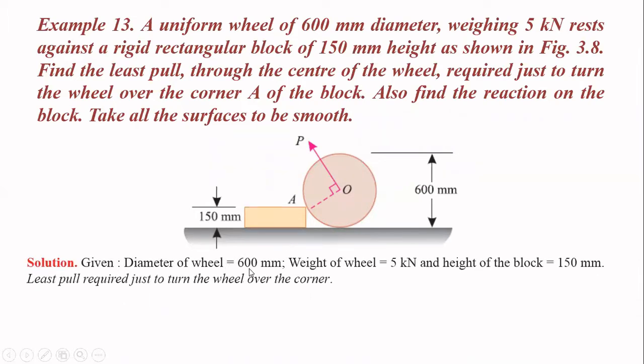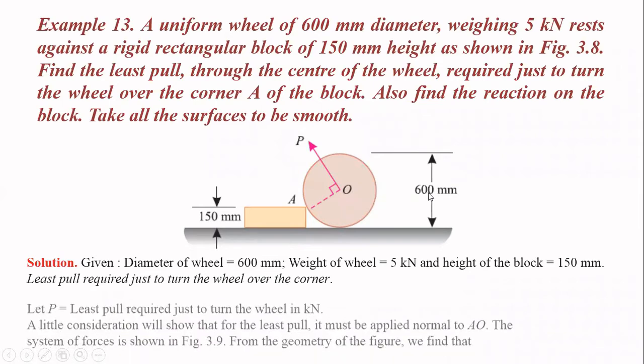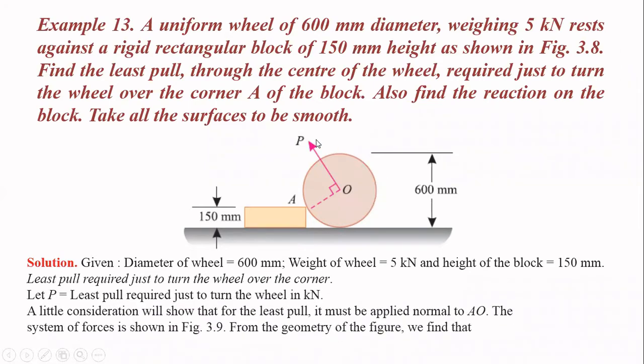As per the given information, the diameter of the wheel is 600 millimeter. The weight of the wheel given is 5 kilonewton, and the height of the block given is 150 millimeter. Now, the least pull required just to turn the wheel over the corner, how much this P is required, that we have to find out. Let us consider this P is the least pull required to just turn the wheel, in kilonewton.